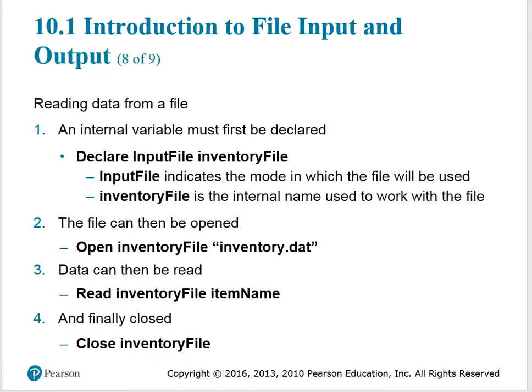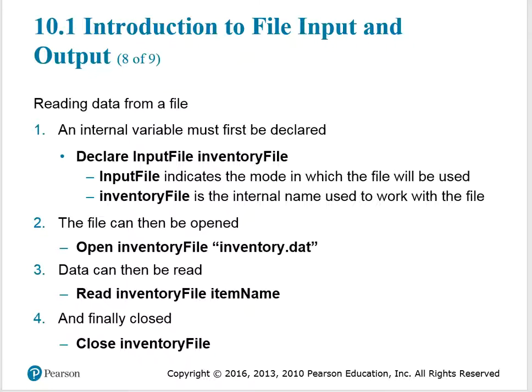Okay? Input file indicates that we will be reading data from the file. Second one, the name inventory file is the internal name we will use to work with the output file in our code. Okay. Next one, you need to open it. So that's just a command that we use, open inventory file. So again, inventory file would be the internal name that we use. It's as if you're saying that I am going to have this one inside of this folder.